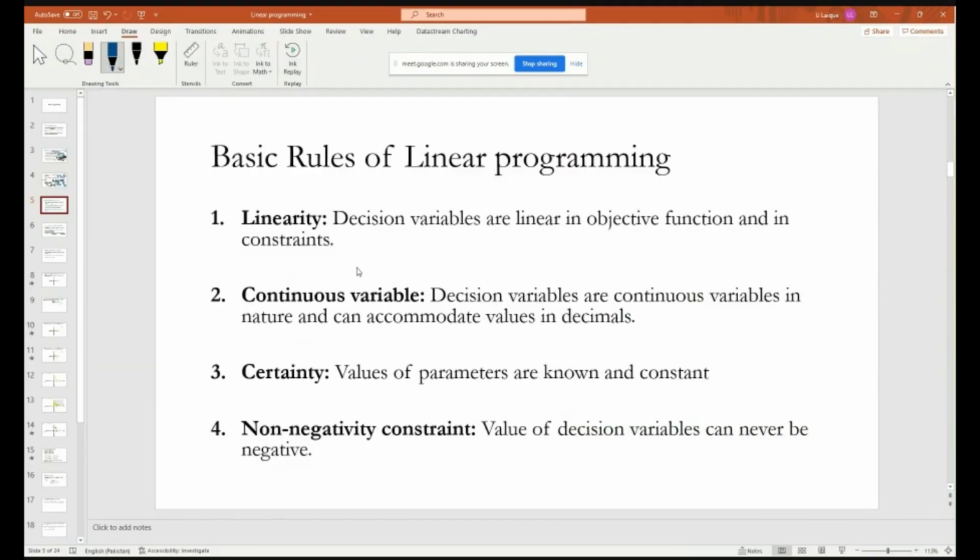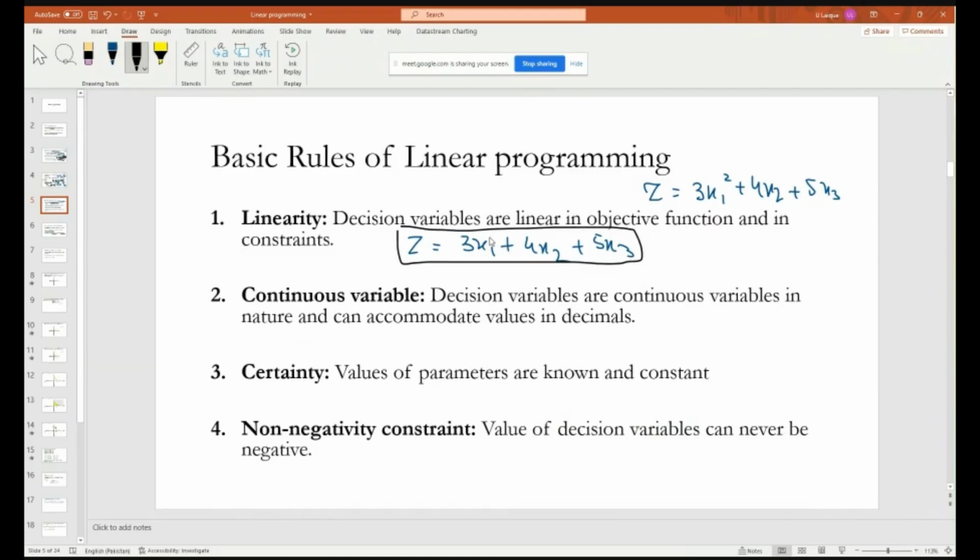The first of all is linearity. So if I write a linear function, a maximization objective function like this, 3x1 plus 4x2 plus 5x3, right? And on another side, I write something like this, 3x1 square plus 4x2 plus 5x3. Always remember, a linear function should have an exponent of 1 corresponding to each variable. So here the exponent is 1, here the exponent is 1, here the exponent is 1, perfectly linear. But in this one, the exponent of x1 is 2. It's not linear. So linear programming is only applied on equations which are represented as these.